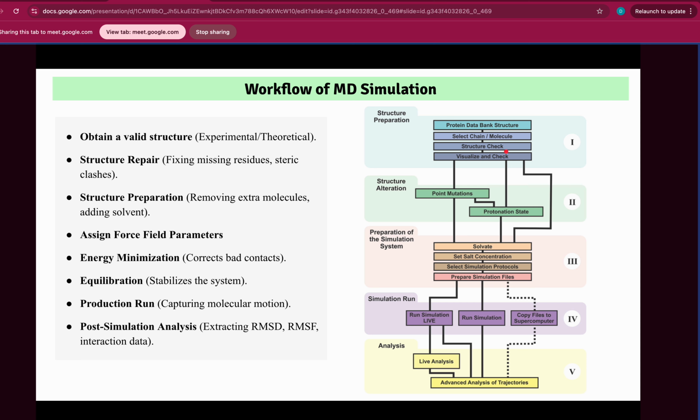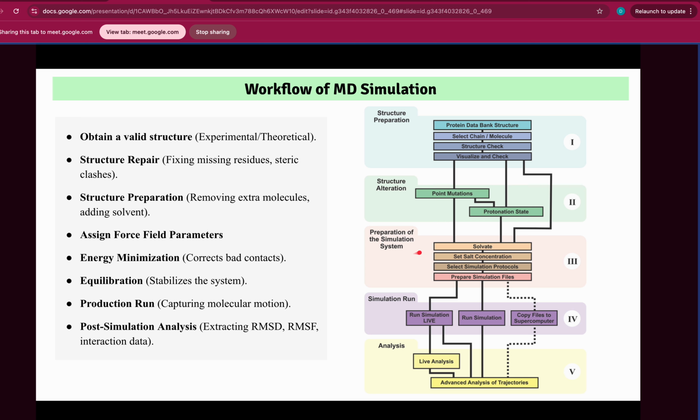Then structure check, we check the structure. We visualize and check it by opening it, whether all the residues have the coordinate positions or whether there are some missing residues. So all those things we validate. Then structure alteration. So for example, if I want to study different mutations, how a particular residue mutation brings about a change in the geometry of the protein or its conformation, in that case we can alter the structure. We can perform point mutations using Wincoot, or we can also change the protonation state.